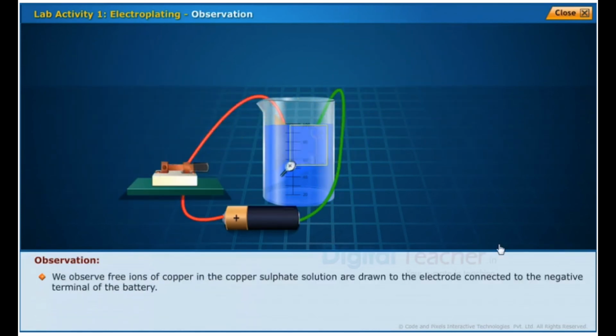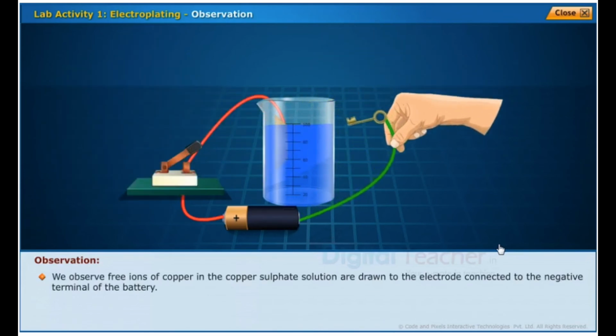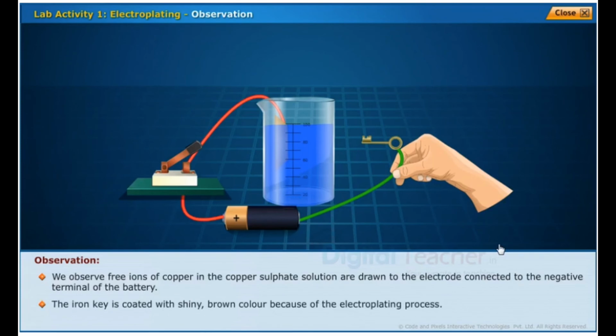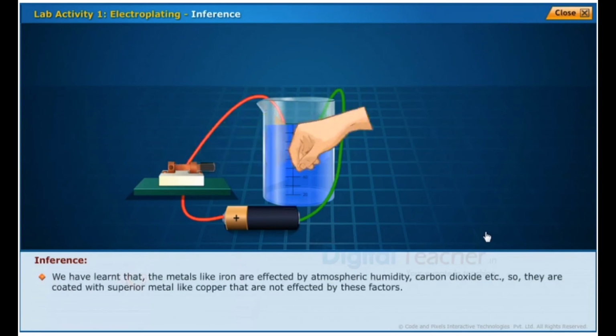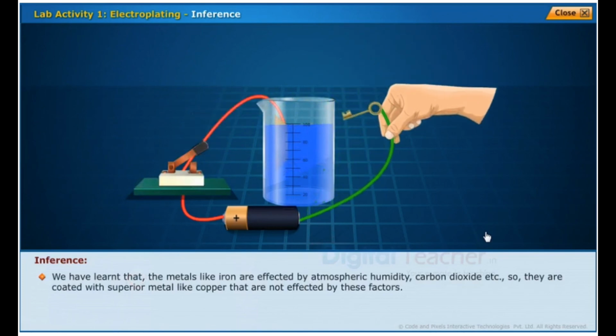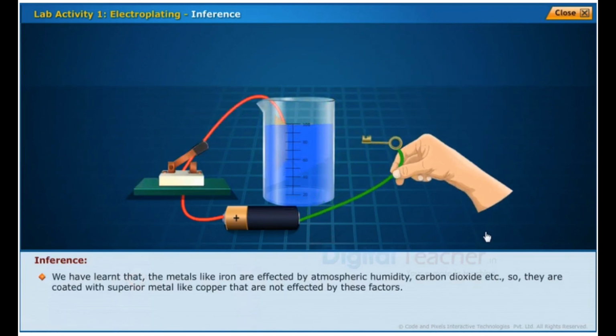We observe free ions of copper in the copper sulfate solution are drawn to the electrode connected to the negative terminal of the battery. The iron key is coated with shiny brown color because of the electroplating process. We have learned that metals like iron are affected by atmospheric humidity, carbon dioxide, etc. So, they are coated with superior metal like copper that is not affected by these factors.